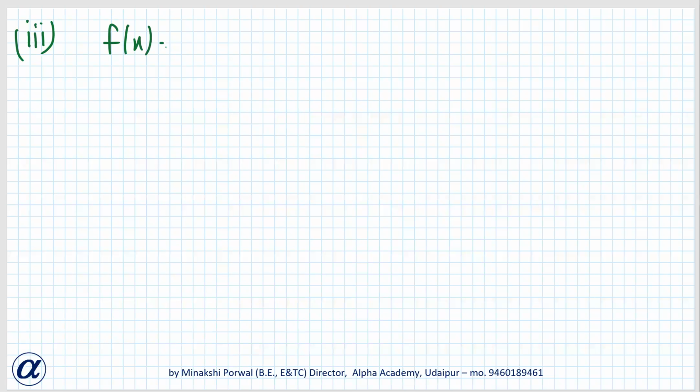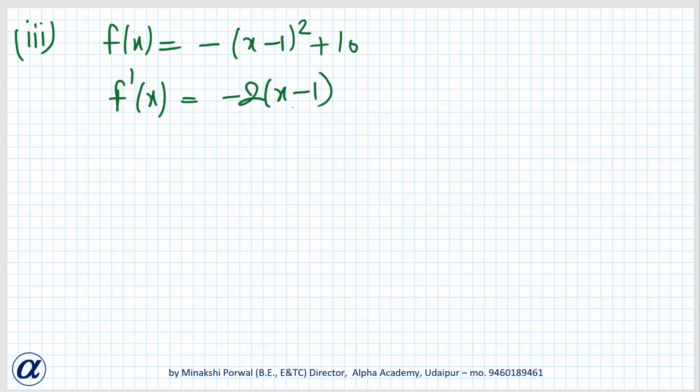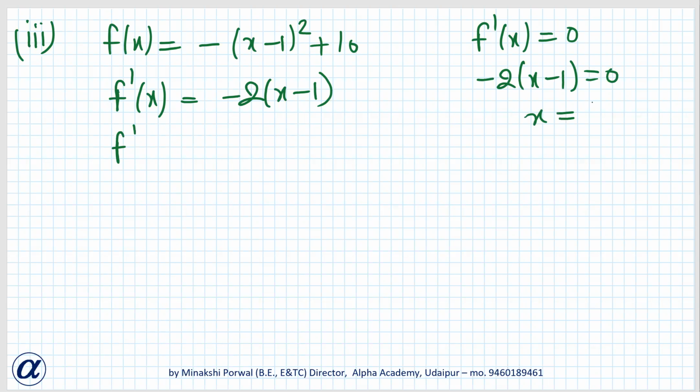f(x) equals minus (x minus 1) the whole square plus 10. First differentiation is equal to minus 2 of (x minus 1). Then finding the critical point, putting f'(x) equal to 0, minus 2 into (x minus 1) equals 0, x equals 1 is the critical point. f''(x) is equal to minus 2. So it is also independent of the value of x. f''(x) is less than 0, so that means maxima occurs. This is the point of maxima.